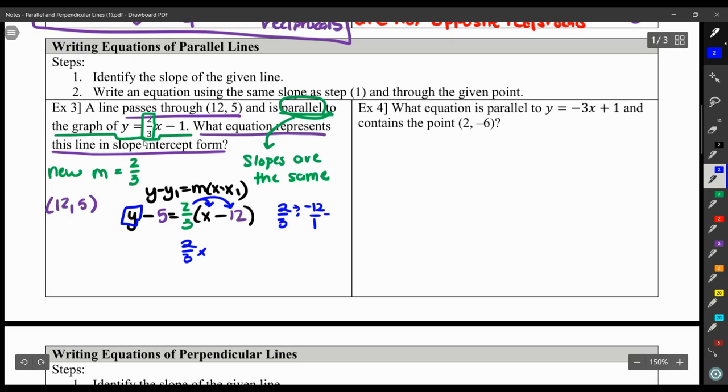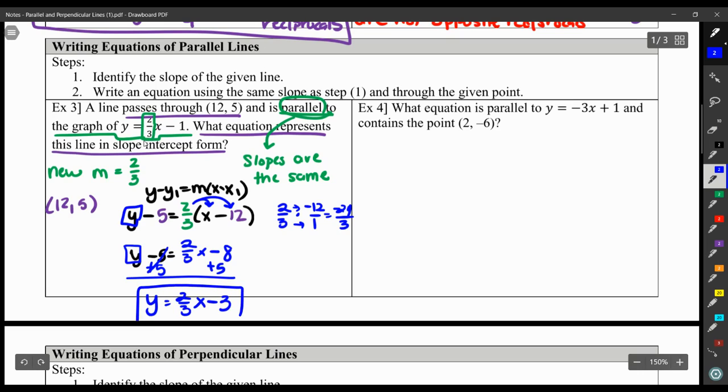Well, 2 times negative 12 is negative 24. 3 times 1 makes 3. And negative 24 divided by 3 makes negative 8. And then we need to drop down y minus 5. To get y completely alone, we need to add 5 to both sides of my equation. So y is equal to 2/3 x minus 3.